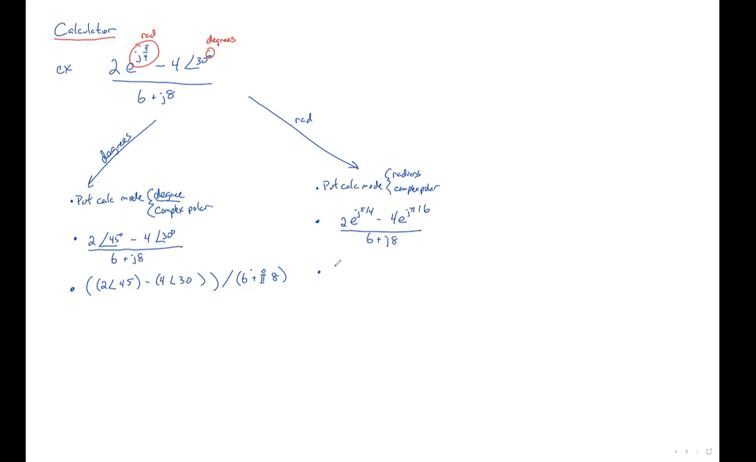So now you could write, again, we'll put parentheses around that numerator, and that would be 2 exponent of i pi over 4 minus 4 exponent of i pi over 6. That's our whole numerator, and then we'll divide it by the same kind of denominator we had before, and that will work too. If you get a domain error, it means you've got the wrong mode.